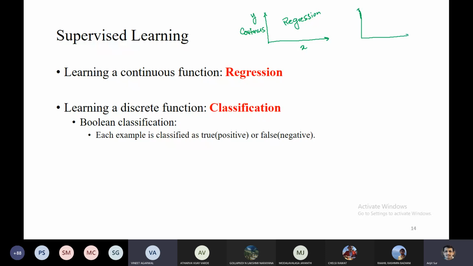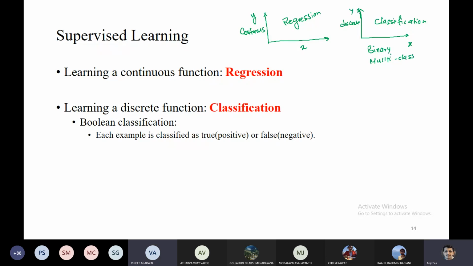And if y is basically discrete, this is in general called classification. Okay, so learning a discrete function is called classification. So it's a kind of Boolean function. This may be a binary classifier or a multi-class classifier, binary or multi-class.